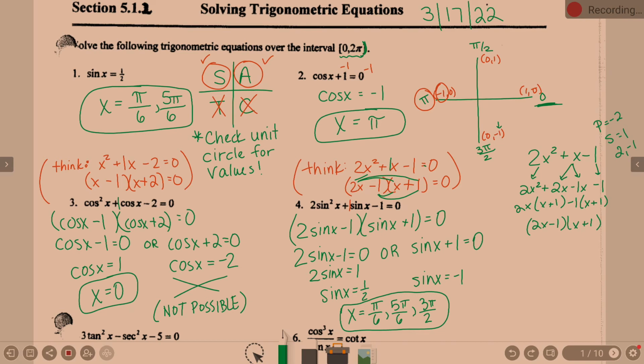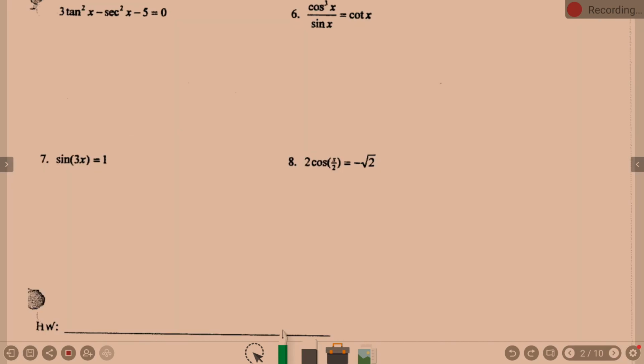I do feel the need to go through all of these because they all have a little bit different pieces to them. 5 and 6, definitely want to go through those. 7 and 8 are a little different. You don't see as much of those in homework, but we do need to talk about them. So, number 5: 3 tangent squared x minus secant squared x minus 5 equals 0.